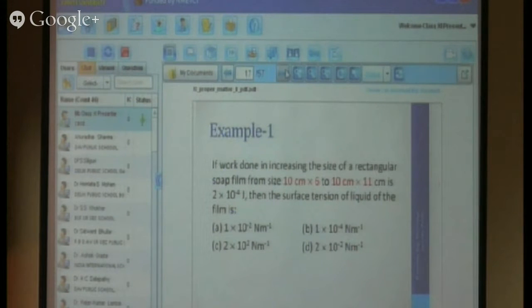Be careful. Few pieces of information are given in centimeters. This is 6 centimeter, right? 10 centimeter cross 6 centimeter. And some information is given in SI system, that is 2 into 10 to the power minus 4. This is minus 4. So you have to be very careful, right? While doing the problems where numerical calculations are involved, unit is a very important criterion.